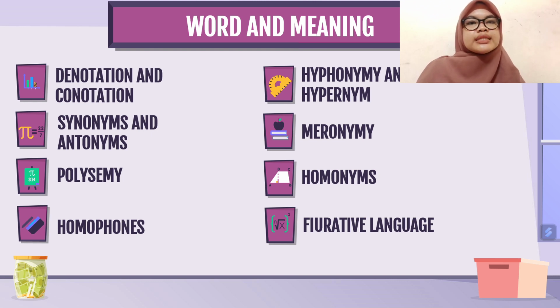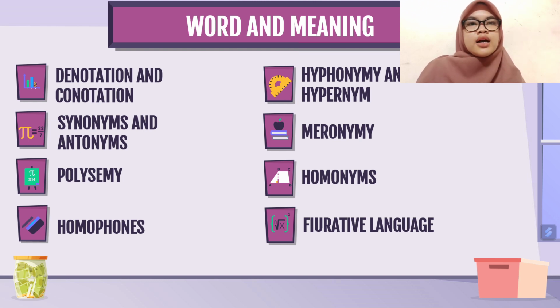The fourth is homophones. Homophones are words that sound the same but have different meanings. For example, the words flour and flower, where these two words have the same sounds. Flour means the powder used for baking, and flower means the part of a plant.